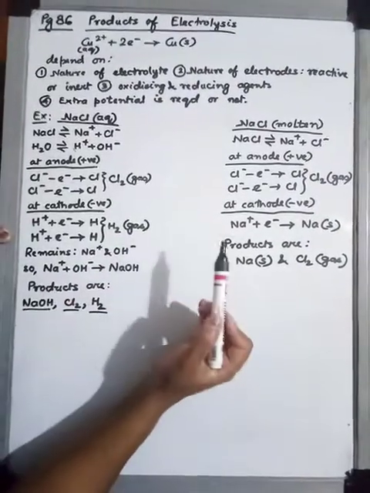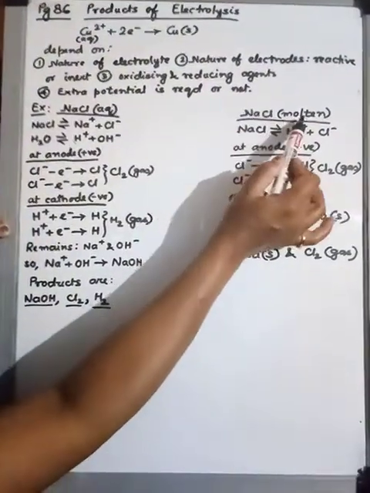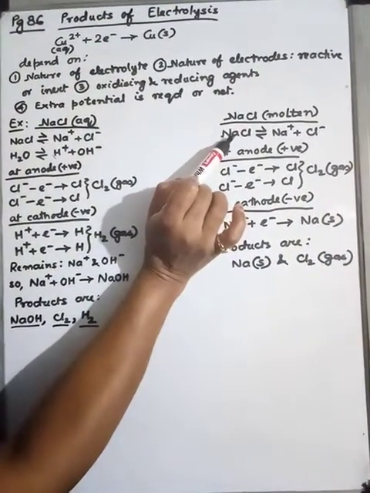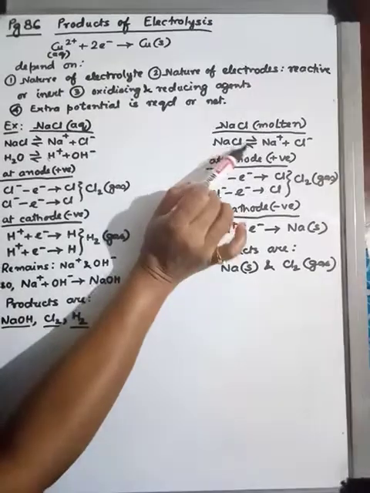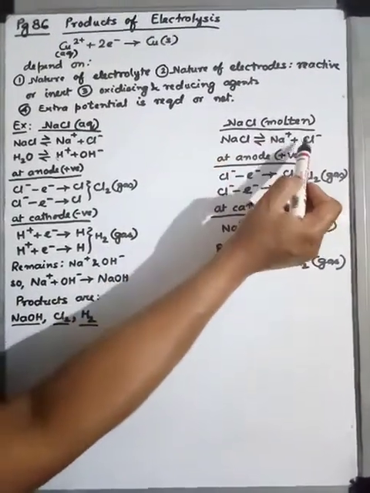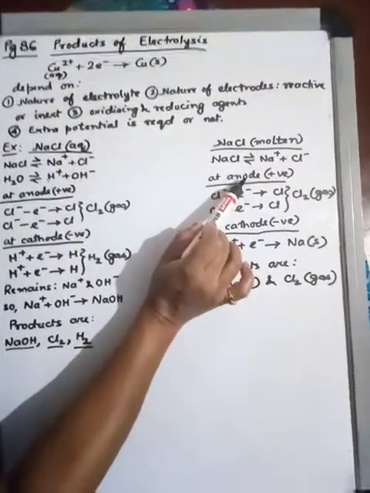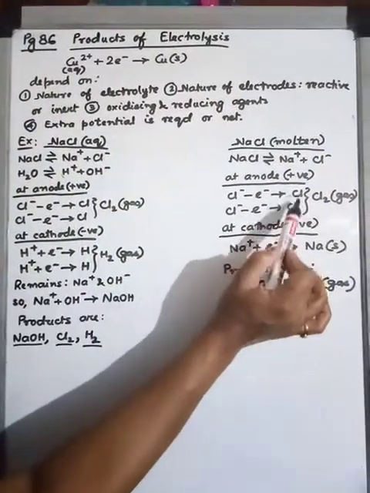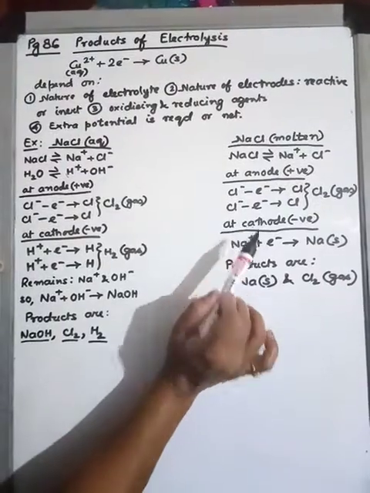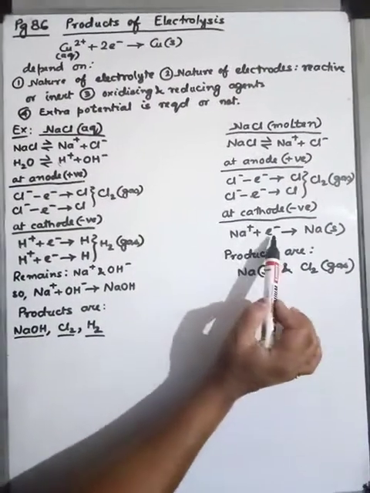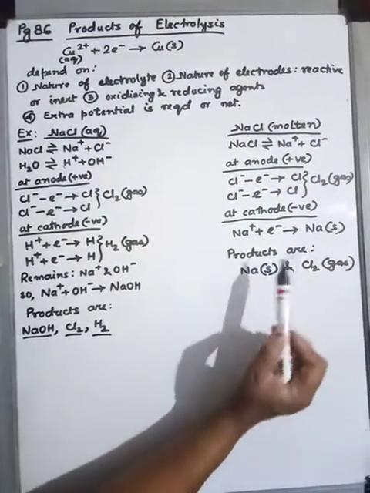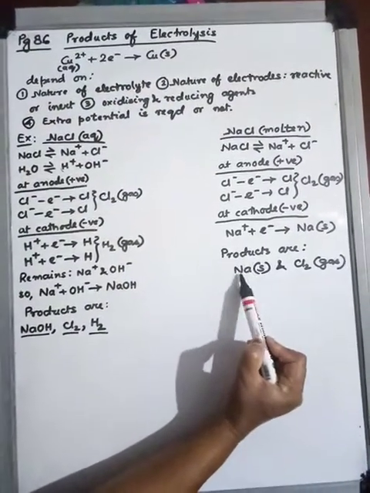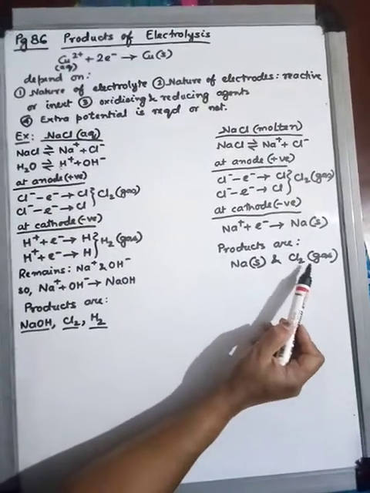So let us see if there is anything different when we take molten sodium chloride. Molten sodium chloride means there is no water. So NaCl alone will dissociate to give you Na+ and Cl-. So at the anode there is no competition. Cl- exactly in the same way will give you Cl2. But at the cathode you will find it is Na+ which will give you solid sodium. So the products in the case of molten sodium chloride are different. It is solid sodium and chlorine gas.